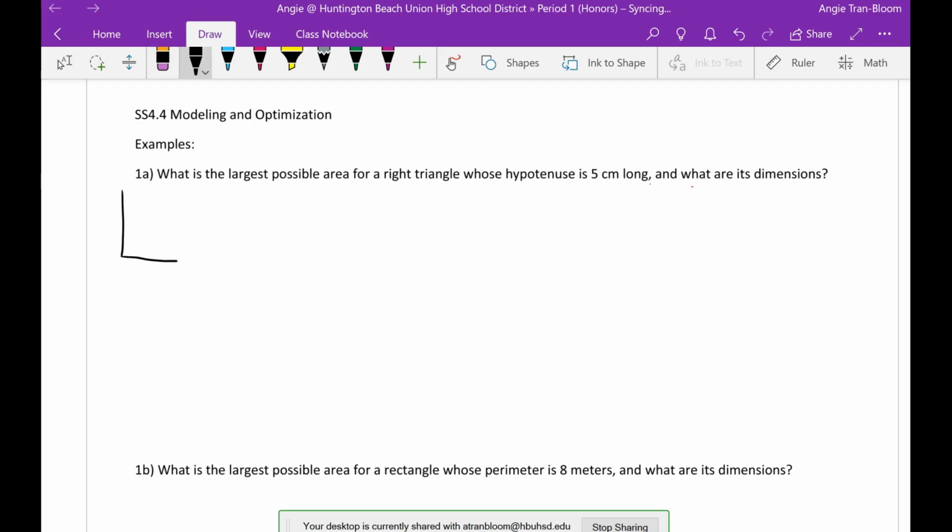Okay, what is the largest possible area for a right triangle whose hypotenuse is 5 centimeters long, and what are its dimensions? So you're talking about a right triangle. All you are given is 5 centimeters on this side. How do you find out the rest? How do you find out the largest area and the dimensions of your triangle?